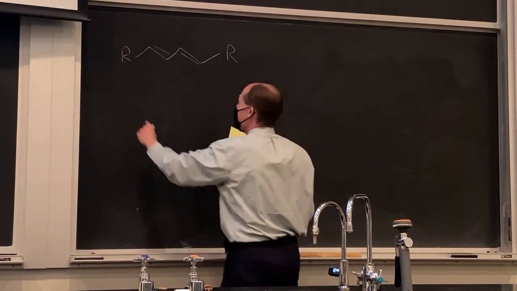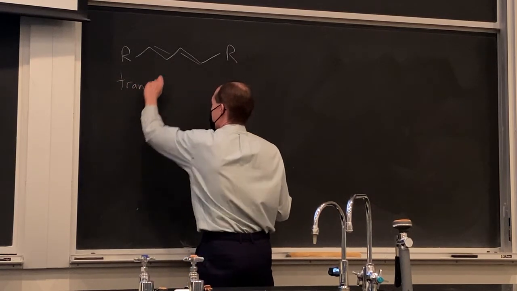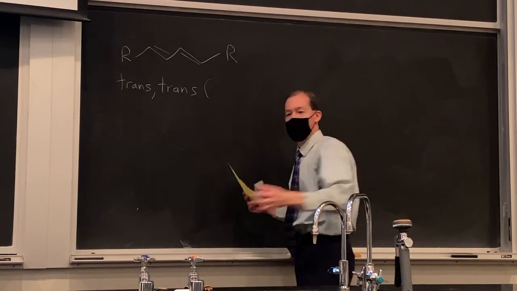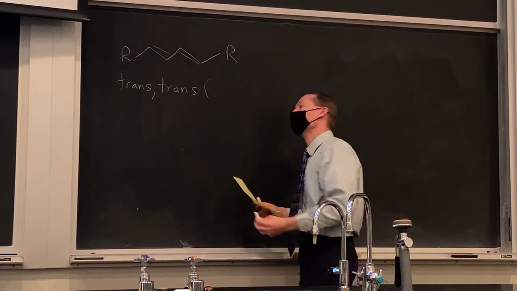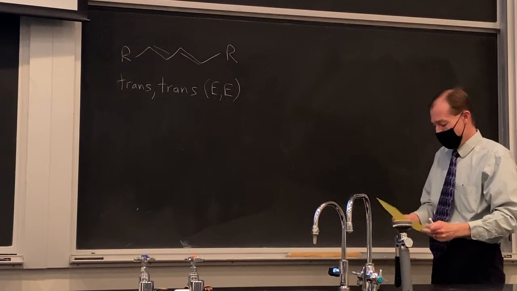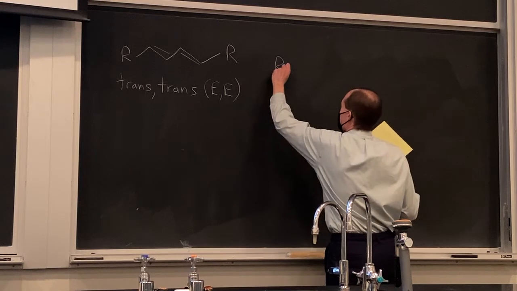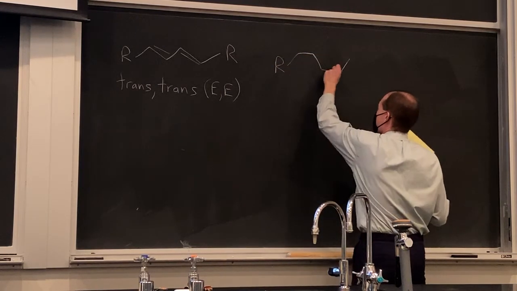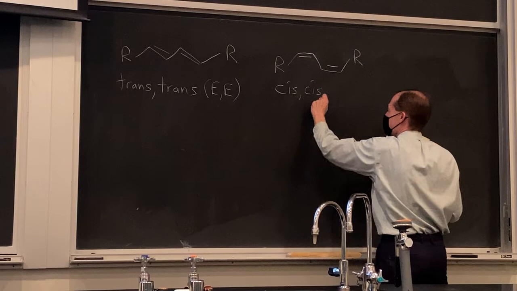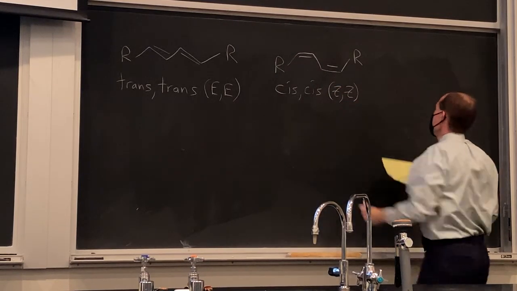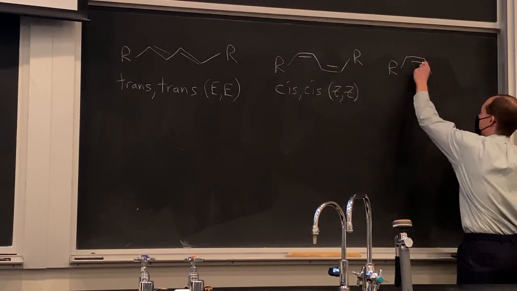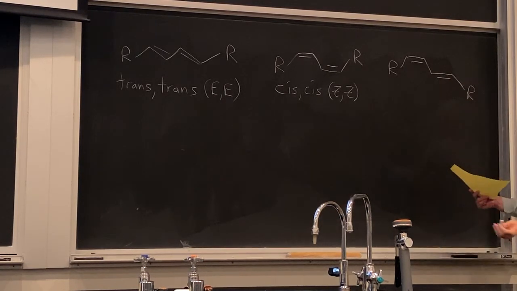So here, both of our double bonds are trans. So we could call this the trans-trans isomer. Or, remember, we also learned other nomenclature, E and Z nomenclature. This would be EE. Both of those double bonds are E. We could have a situation where both of the double bonds are cis or Z. So this would be cis-cis or ZZ. Or we could have a cis and a trans double bond. That would look like this.